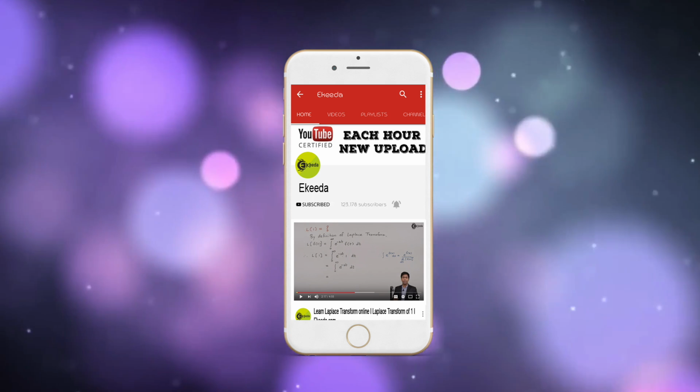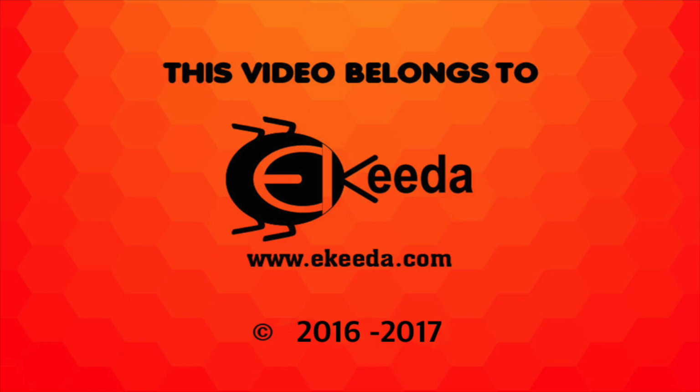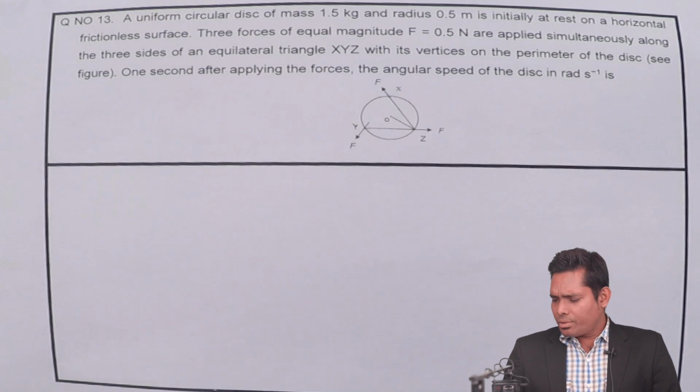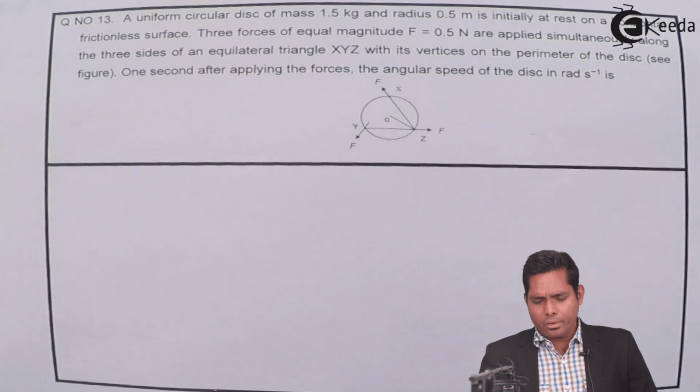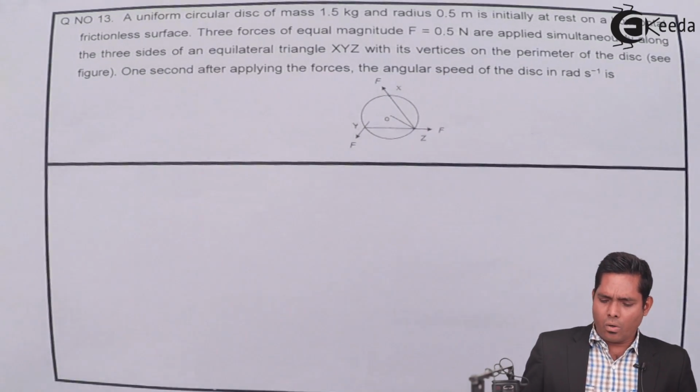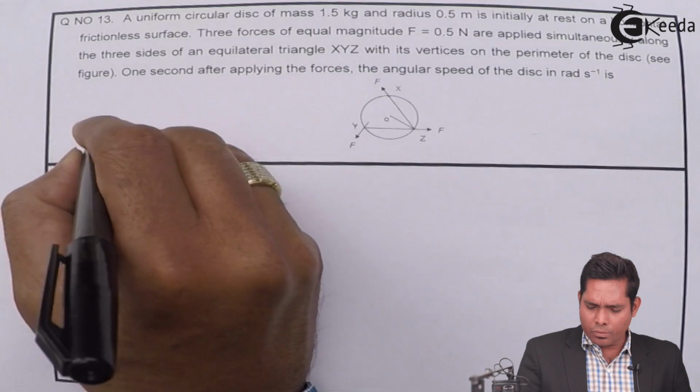Hello students, let us solve question number 13 of JEE Advanced 2014 Physics paper 1. So we have so far discussed 12 questions. Now let us move to question number 13. Students, let us solve question number 13 of the 2014 paper.